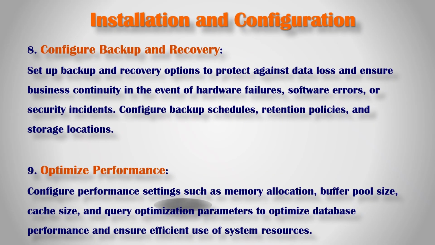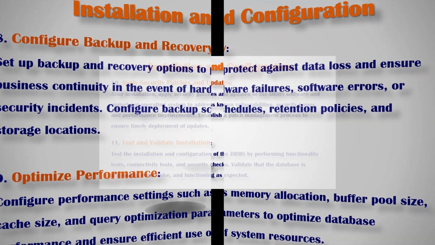8. Configure backup and recovery. Set up backup and recovery options to protect against data loss and ensure business continuity in the event of hardware failures, software errors, or security incidents. Configure backup schedules, retention policies, and storage locations. 9. Optimize performance. Configure performance settings, such as memory allocation, buffer pool size, cache size, and query optimization parameters to optimize database performance and ensure efficient use of system resources.